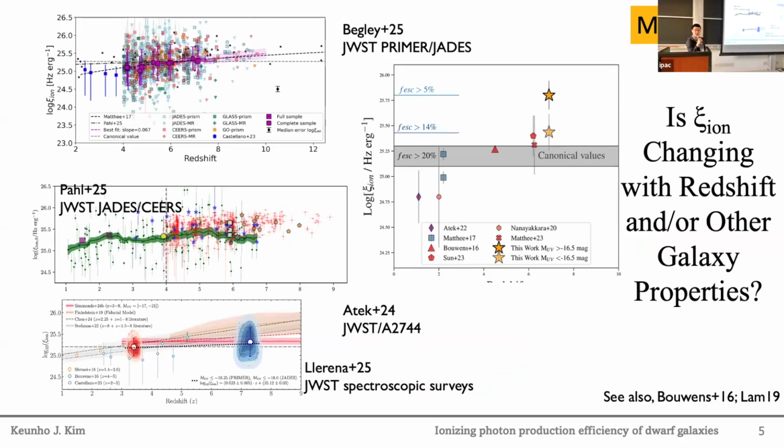Previously, many pre-JWST reionization models adopted a single standard value for Xi ion. However, with the advance of our understanding of Xi ion, it's now obvious that Xi ion varies with both redshift and the galaxy properties, which means we need a more sophisticated calibration of Xi ion to get a better understanding of the ionizing production efficiency of galaxies.